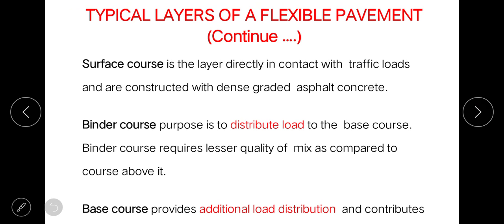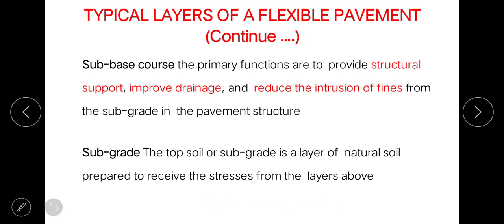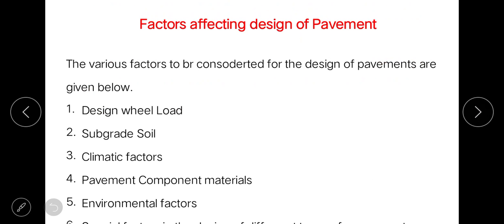Surface course is directly in contact with the traffic loads and is constructed with dense graded asphalt concrete. Binder course's purpose is to distribute load to the base course. Binder course requires a lesser quality of mix as compared to the course above it. Base course provides additional load distribution and its primary function is to provide structural support. It improves drainage and reduces the intrusion of fines from the subgrade into the pavement structure. Then comes the subgrade. The topsoil or the soil grade is a layer of natural soil prepared to receive the stresses from the layers above.